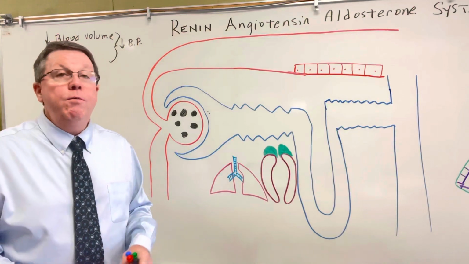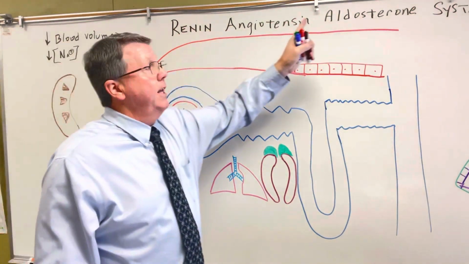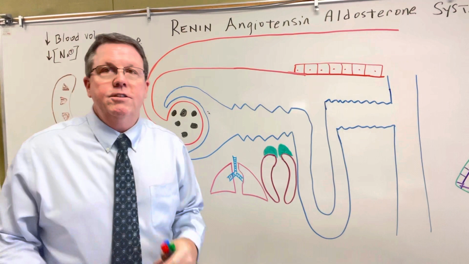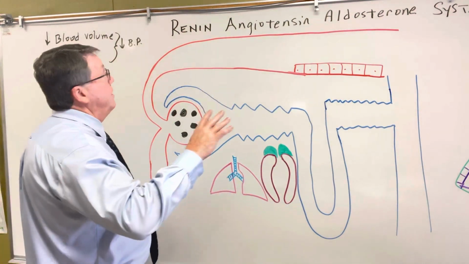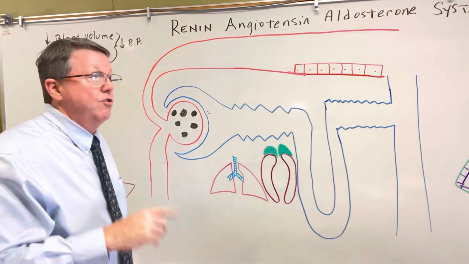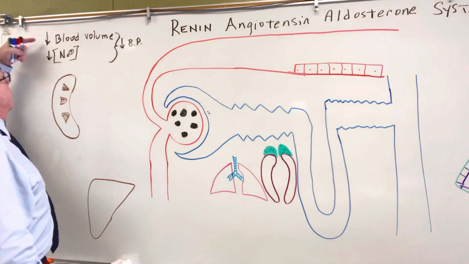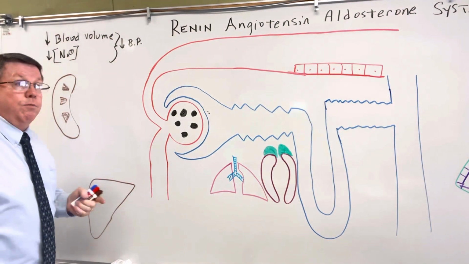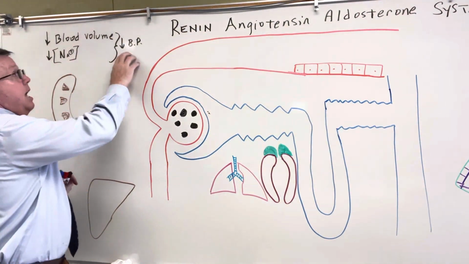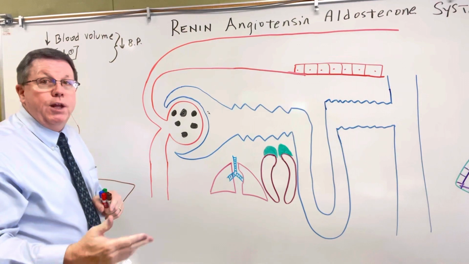Hi everybody, so today we're going to be talking about the Renin Angiotensin Aldosterone System, which is also known as the RAAS system. Let's take a look at when this system kicks in. It's going to kick in when we have a decrease in blood volume or a decrease of sodium concentration in the blood, and these will lead to a decrease in blood pressure.